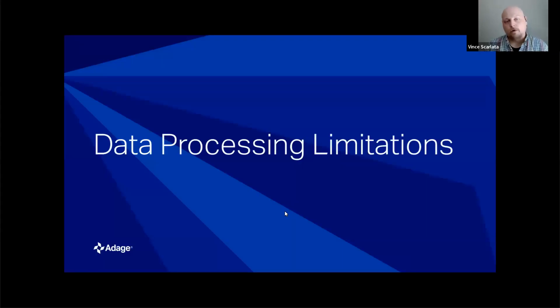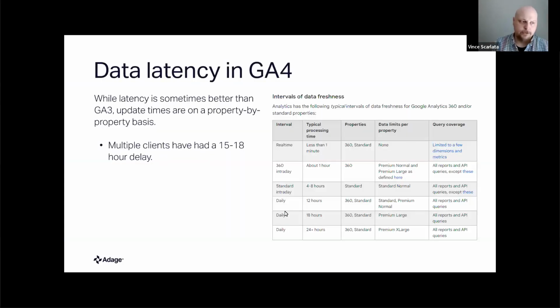So the first items that we're going to go over are data processing limitations. The first one is data latency within GA4. One of the things that Google Analytics came out with, or at least said, was that when we move to GA4, you'd have faster times in the way that data comes in and processes, and then you can actually view it. But to me, and from the clients that I have worked with, it's not been the case. We've had multiple clients that had a 15 to 18 hour delay within that data.